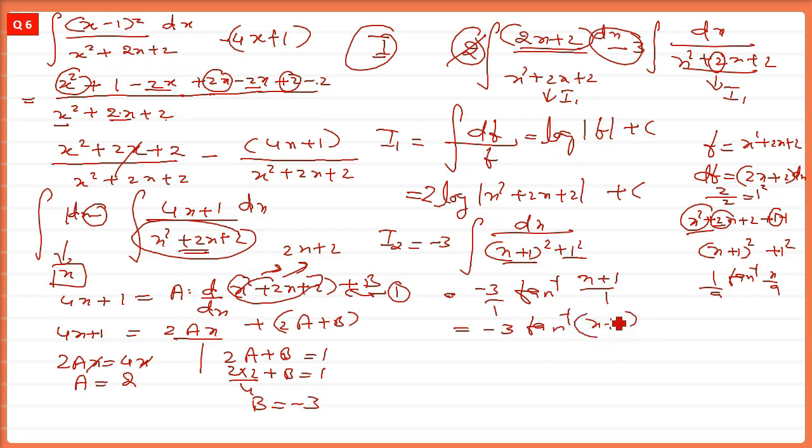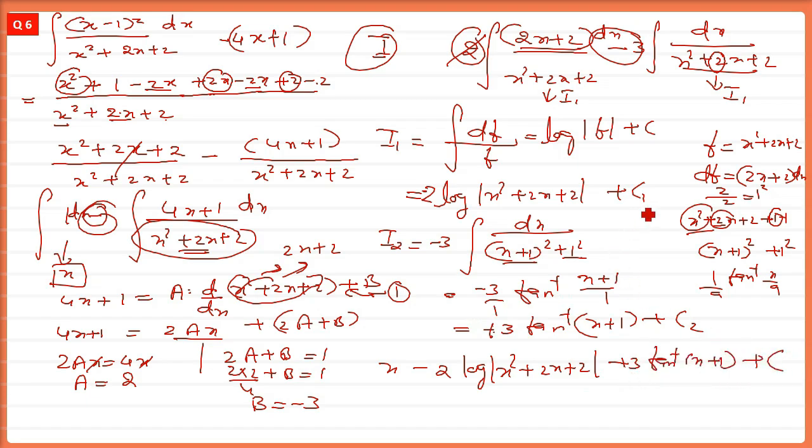Okay. So we have I1 and I2. We have to combine them first. C1 was with I1, C2 was with I2. So first term is x, I am writing x. The second term has a negative, so I am just changing the sign of I1 and I2 and adding it up. So 2 log modulus of x square plus 2x plus 2, and then we have this 3 plus 3 tan inverse x plus 1 plus C1 plus C2, let us call it as capital C. So this is the final constant of integration. This is your final result.